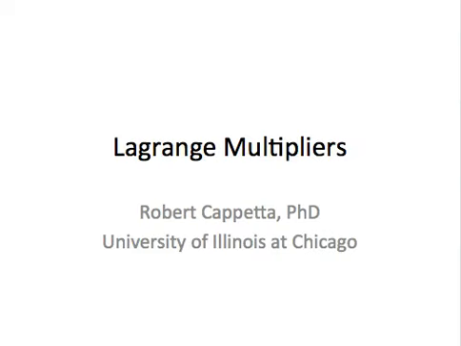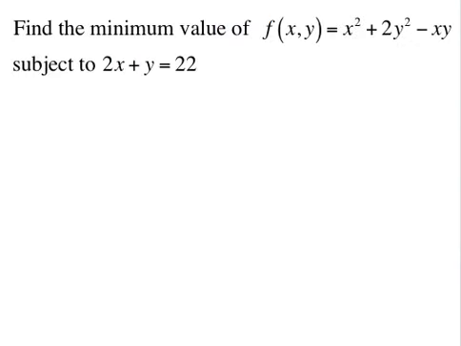This is Bob Capetta from the University of Illinois at Chicago, and this lesson is on Lagrange multipliers. Our goal is to find the minimum value of this function, f of x y is x squared plus 2y squared minus xy, subject to the constraint 2x plus y equals 22.